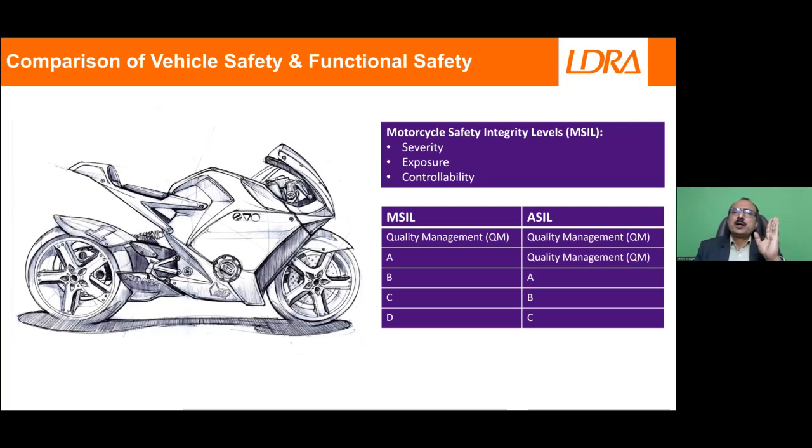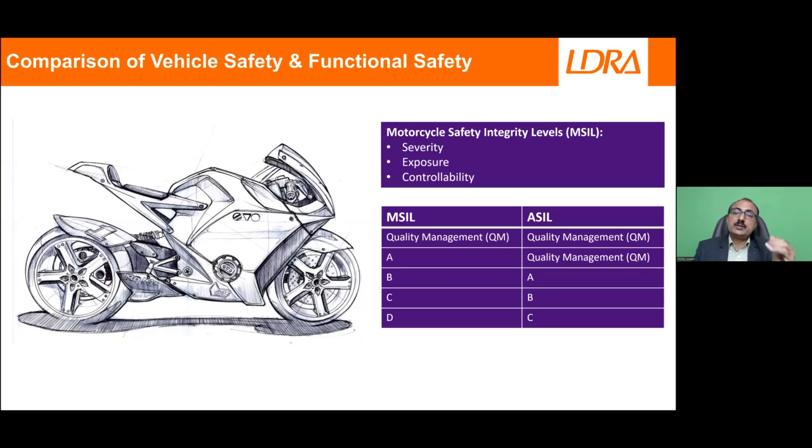Look at this slide. The motorcycle safety integrity levels are defined based on the severity of accidents, exposure, and controllability: how far you are able to control. There are certain things beyond your control, and there are certain things you can control. Now, there is a slight difference between these integrity levels used in cars and bikes. But as I told you, bikes are more prone to accidents because it's an unstable device. It runs on 2 wheels, while the other one is on 4 wheels.